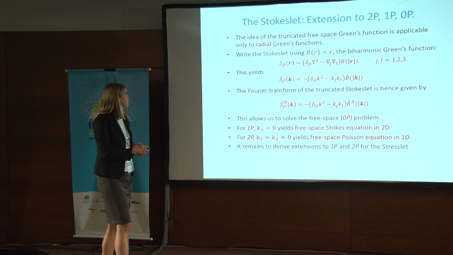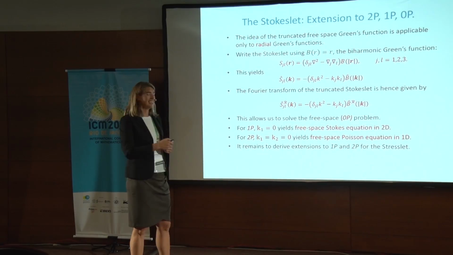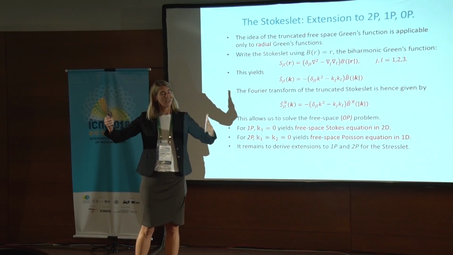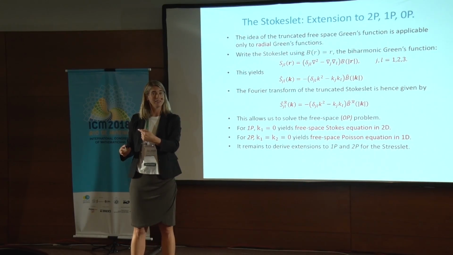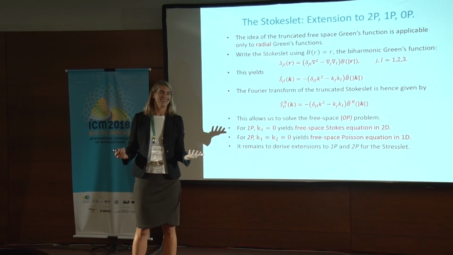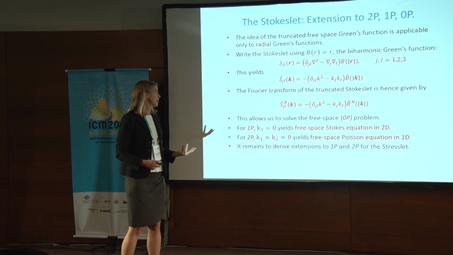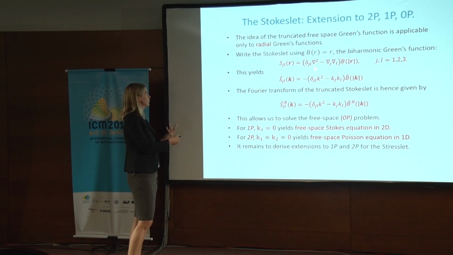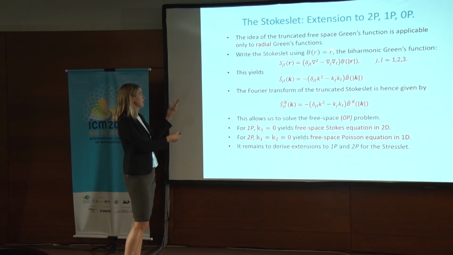I know I didn't go very slowly there. One can look at this much more carefully. But this idea that I introduced, when I truncated the Green's function and then found the Fourier transform that had a finite limit, was done for a radial Green's function. The Stokeslet is not radial. But the way we can get around this is that we can write the Stokeslet as a differential operator acting on the biharmonic Green's function, which is radial. And with that one, we can play the same tricks as we did for the harmonic one.